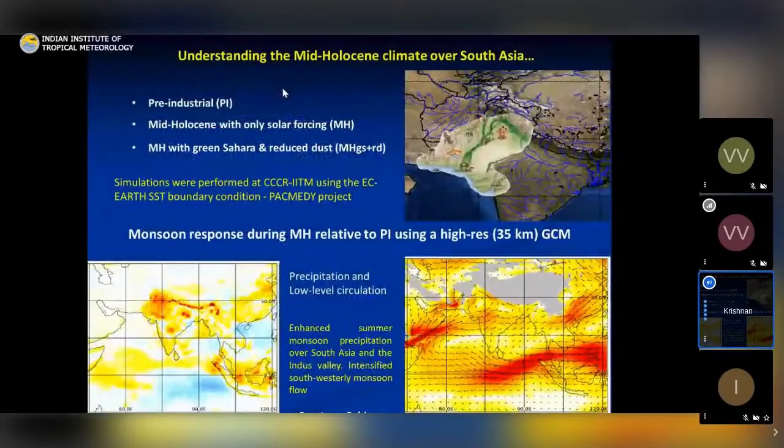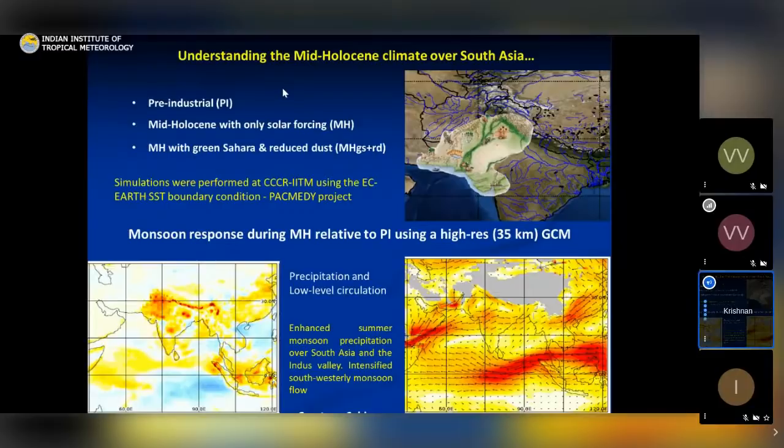And so we are also trying to look at this with high-resolution model experiments, how increasing the insolation during the mid-Holocene. And during this time, even the African monsoon was very wet. The vegetation cover was green, greener than we see in the Sahara region today. Dust loading was reduced. So we are trying to look at the impacts of the solar insolation as well as the green Sahara and reduced dust, how it influenced the monsoon, especially the Indian monsoon.